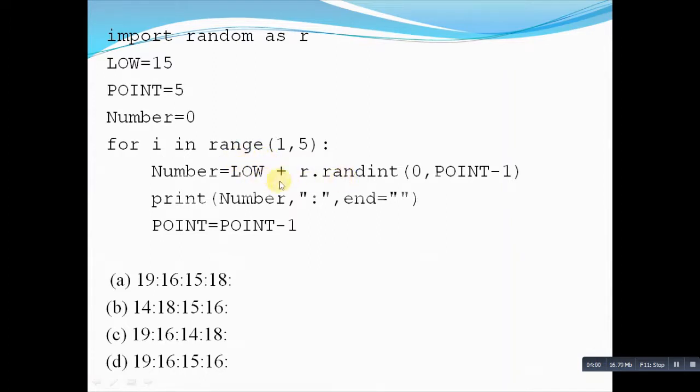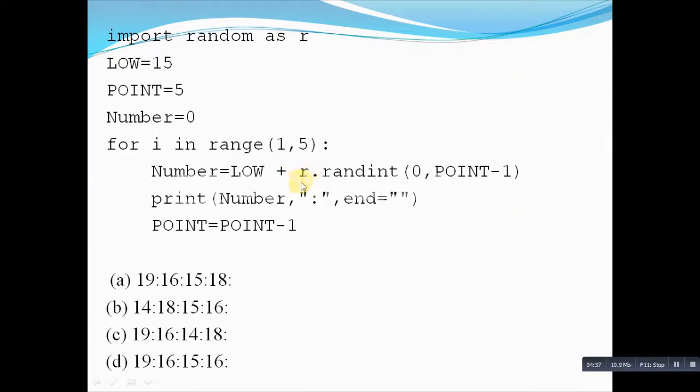15 plus R dot randint 0 comma point minus 1. What is the value of point? Point is 5, so point minus 1 will be 4. It means it is starting from 0 and ending at 4. This particular part of the program will generate a random number anywhere between 0 and 4, and both 0 and 4 are included. So anything from 0 to 4 may be there.